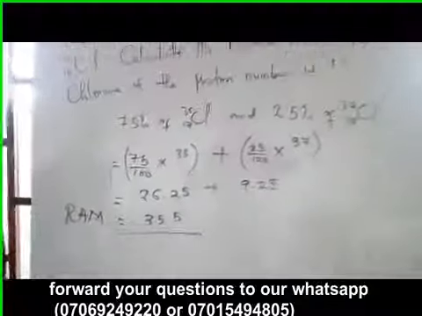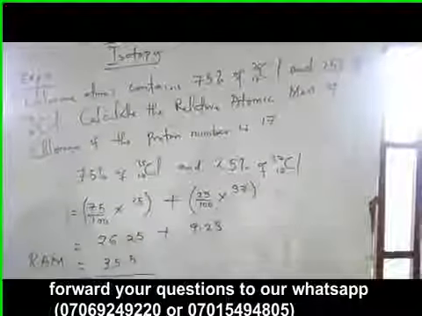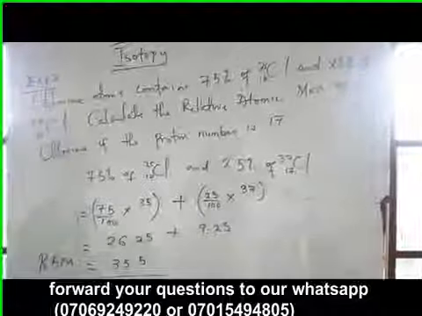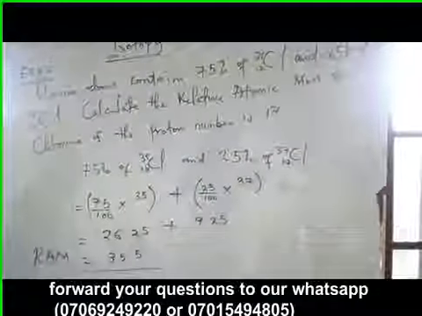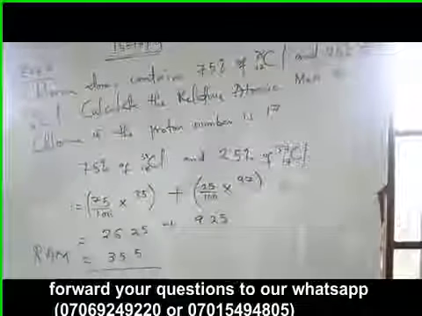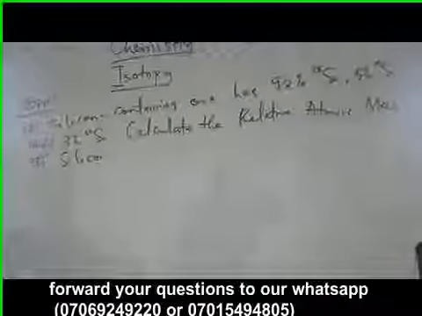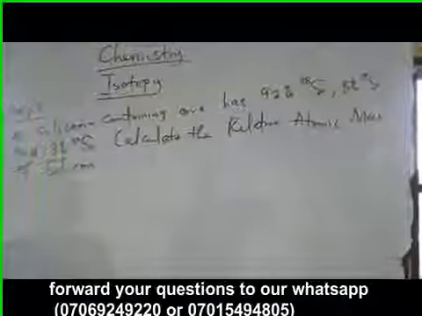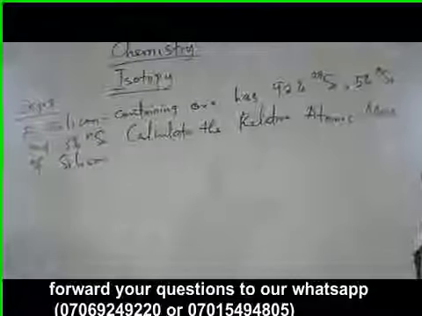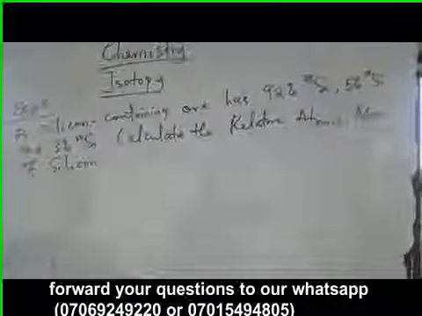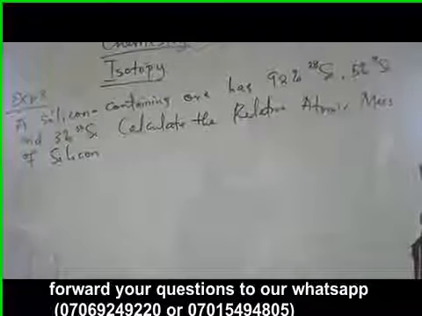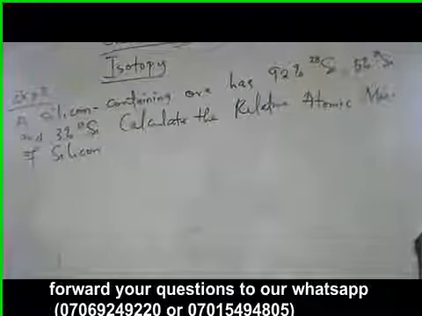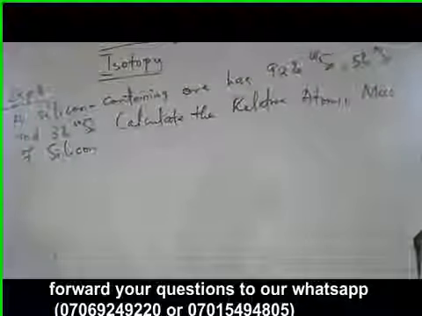Let's see another example. We are going to talk about silicon. Example 3. A silicon-containing ore has 92% silicon-28, 5% silicon-29, and 3% silicon-30. Calculate the relative atomic mass of silicon.